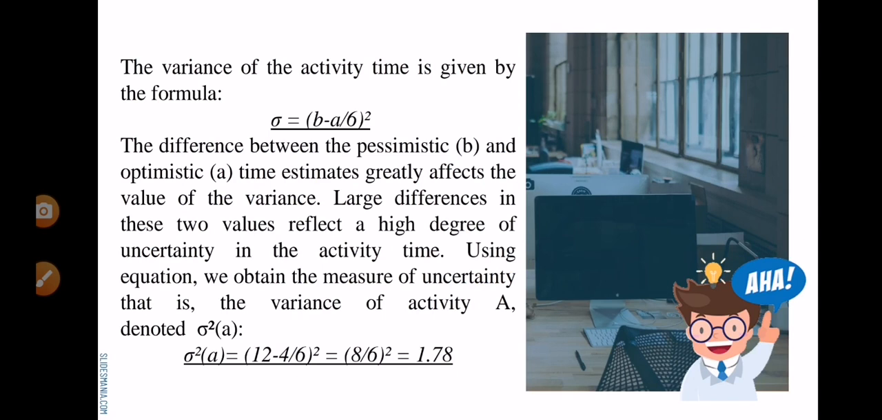So sigma squared A is equal to 12 minus 4 over 6, squared. 12 minus 4 is equal to 8, so 8 over 6 squared. So we will have 1.78. So the 1.78 is the uncertainty in time between the pessimistic and the optimistic time.